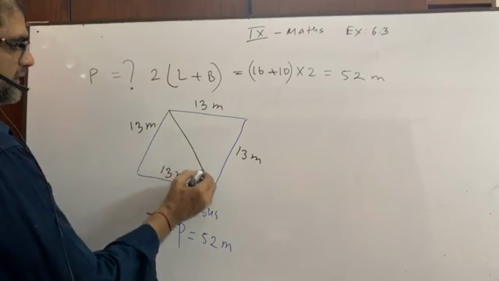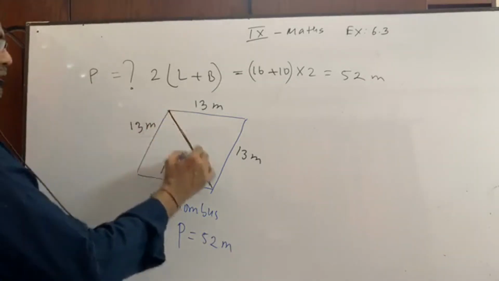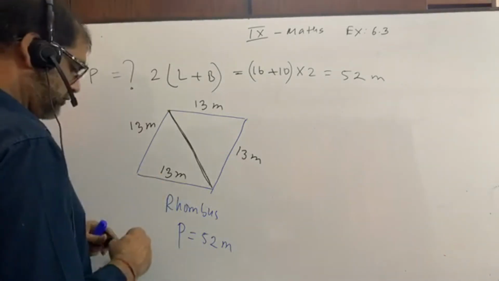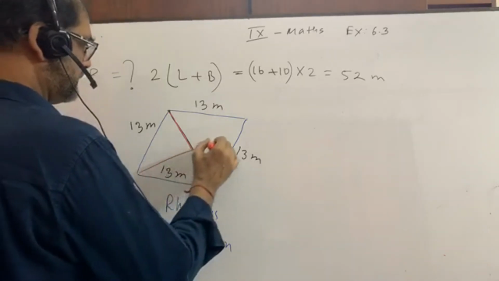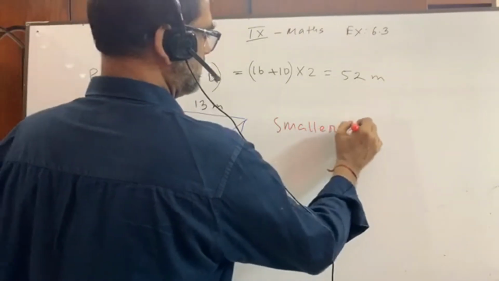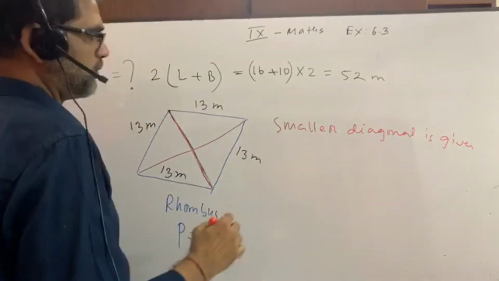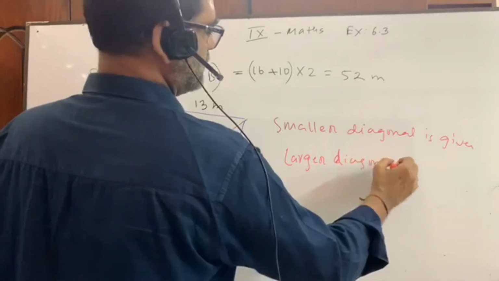Now suppose it is given that the smaller diagonal is 12 meter or 11 meter, whatever it is given, and you have to find the larger diagonal. This type of math is always given in the examination.